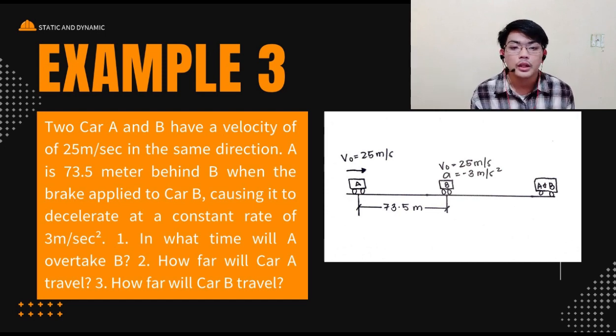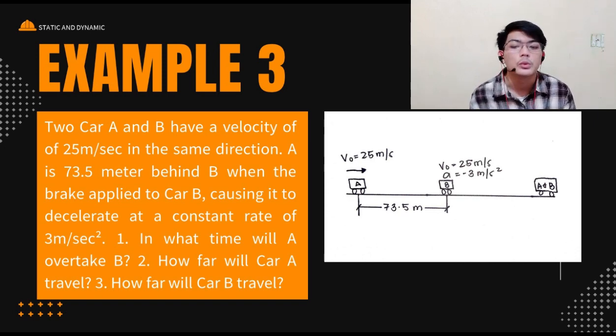Two cars A and B have a velocity of 25 meters per second in the same direction. A is 73.5 meters behind B when the brake is applied to car B, so car B stops, causing it to decelerate at a constant rate of 3 meters per second squared. Number 1, in what time will A overtake B? Number 2, how far will car A travel? And 3, how far will car B travel?